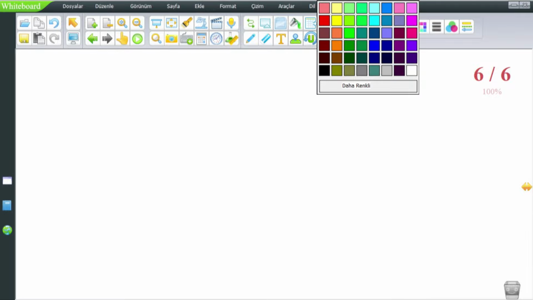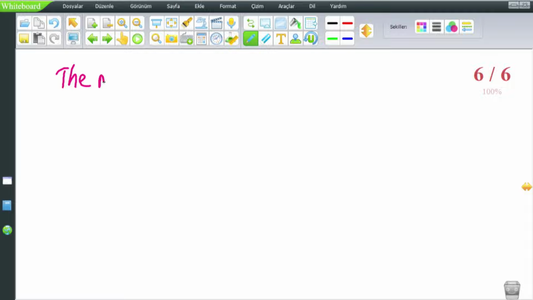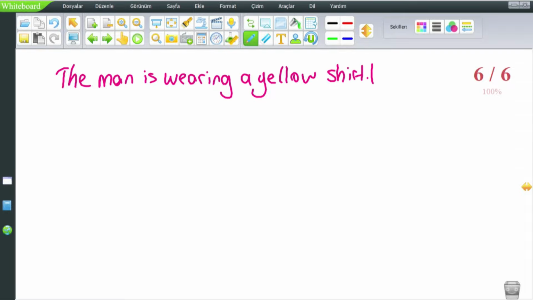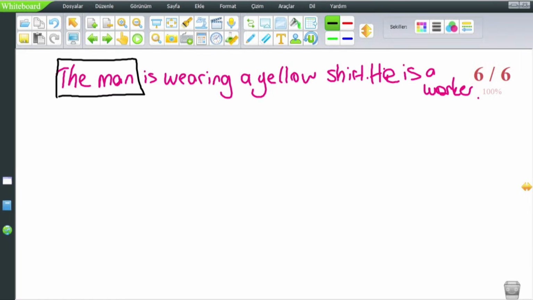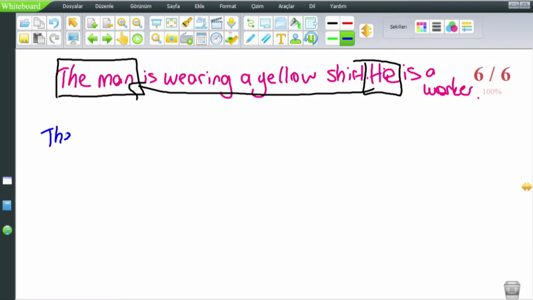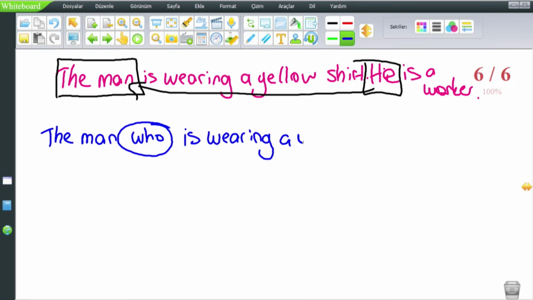The man is wearing a yellow shirt. He is a worker. The common feature of speech in these two sentences is the man. "He" in this sentence refers to the man, and I will start writing my relative clause sentence with the man, and I will put "who," which is my relative pronoun, right after it. The man who is wearing a yellow shirt is a worker.